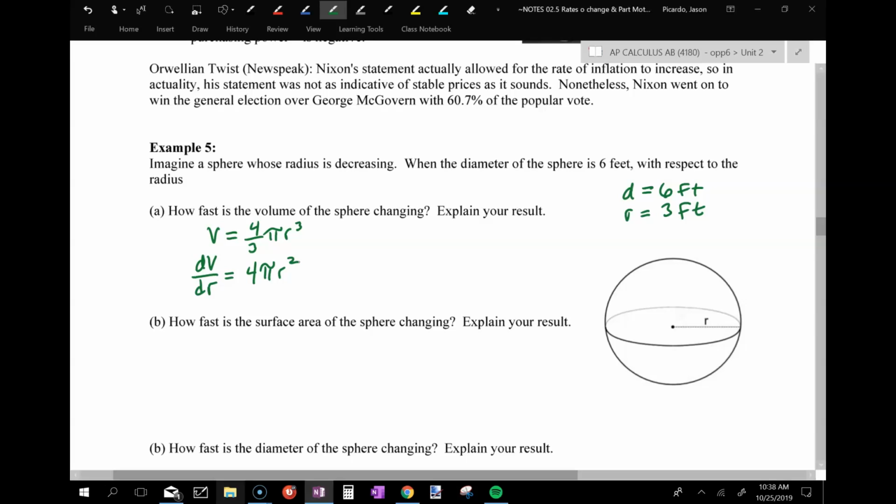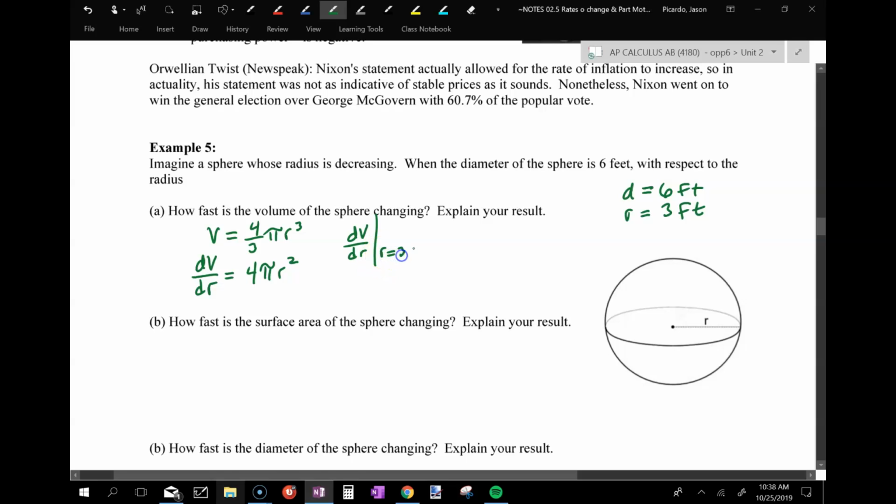And what do I want to do? I want to actually evaluate this now. So I'm going to show you guys a new way to write this, okay? I want to know what is dV/dr when, that's like a vertical line, okay? When the radius equals 3. Well, it's going to be 4 pi times 3 squared, or 36 pi, right? Give me a unit here, guys.